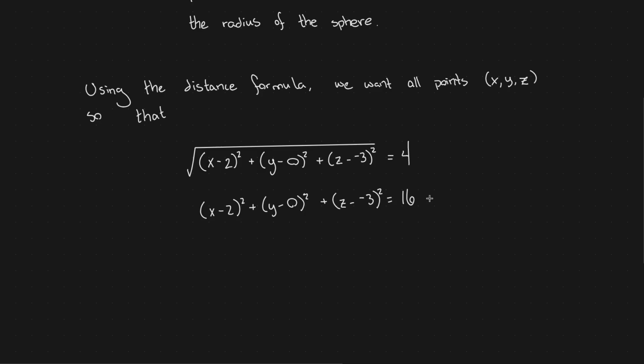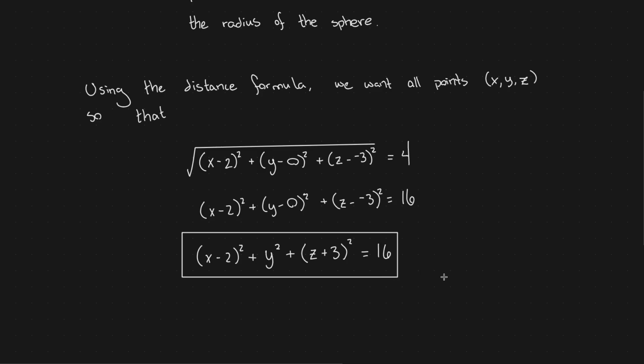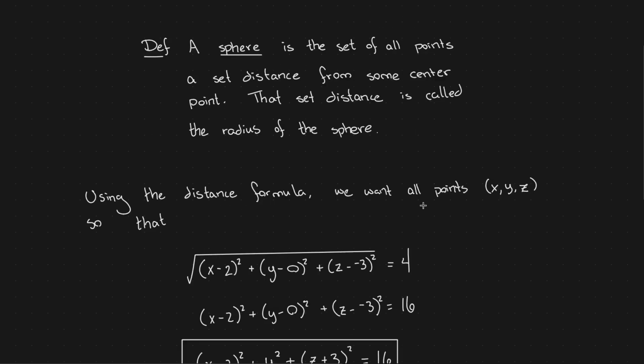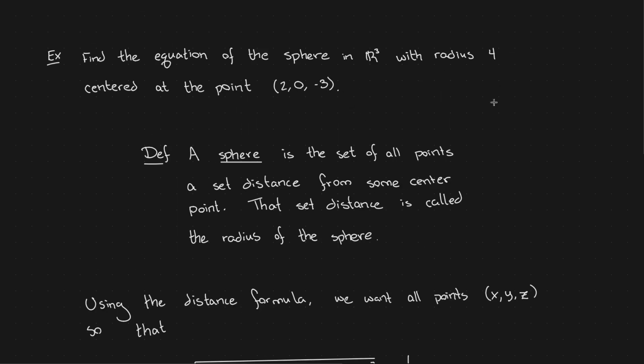And just a final step, let's tidy up the expression just a little bit. Instead of y minus 0 squared, y minus 0 is going to be y no matter what the y is, right? So I could just write y squared. And z minus negative 3, I can write as z plus 3 squared equals 16. So that's the equation of a sphere centered at 2, 0, negative 3 with radius 4.